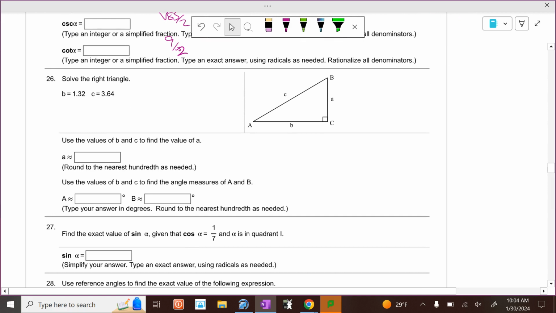When you're told to solve a right triangle, what you need to do is use the Pythagorean theorem to figure out A. So 3.64 squared equals 1.32 squared plus A squared. Now this is a calculator problem. I don't have a calculator up right now on my computer. So what's 3.64 squared? 13.2496 equals 1.32 squared.